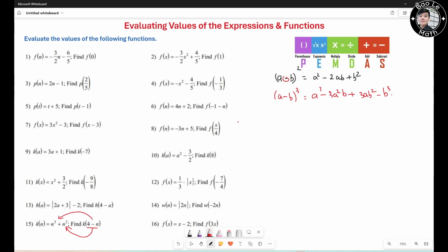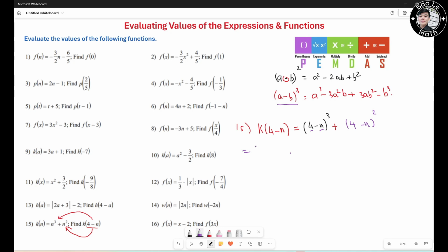Alright, so I have number 15, k of 4 minus n, is (4 minus n) all cubed plus (4 minus n) squared. Now I need to apply the formula right here, okay? So a cubed, where a equals 4, b equals n.